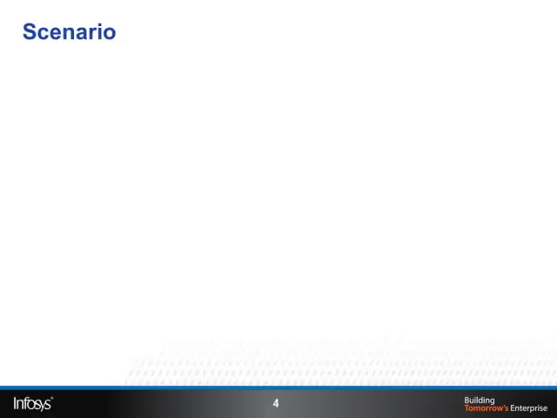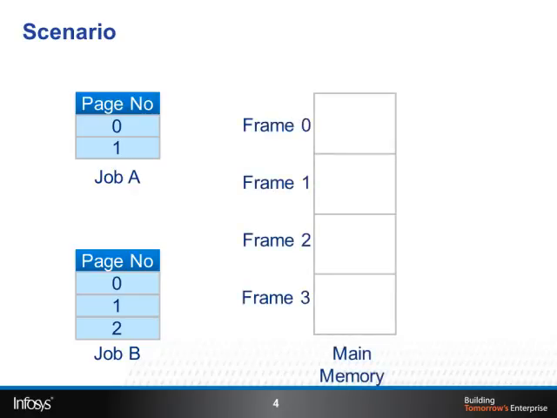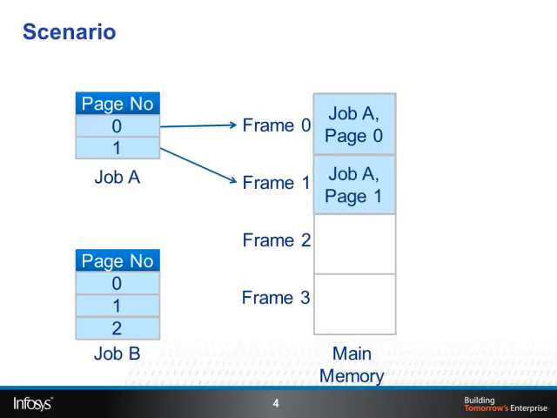Let us consider a scenario to understand the concept of demand paging. There are two jobs, namely job A and job B, with 2 and 3 pages respectively as shown. Assume that the main memory contains 4 frames. When user wants to execute the job, as discussed in simple paging, we need to load all pages of the concerned job into main memory for execution. Hence, to execute these jobs, let us first load pages of job A. Consider job A's first page, page 0, occupies frame 0 in main memory, and page 1 occupies frame 1.